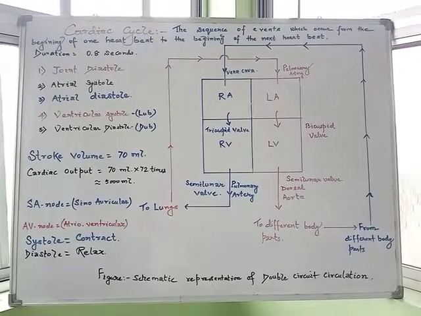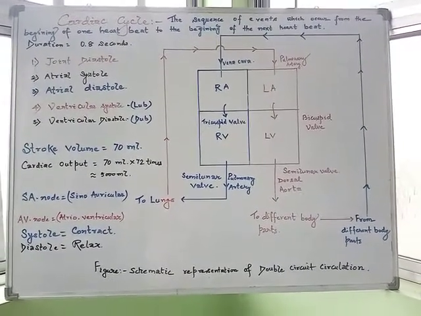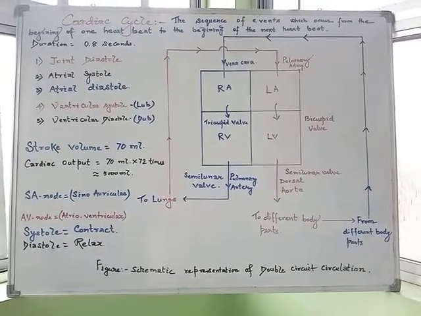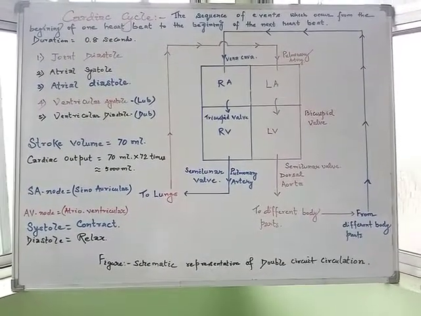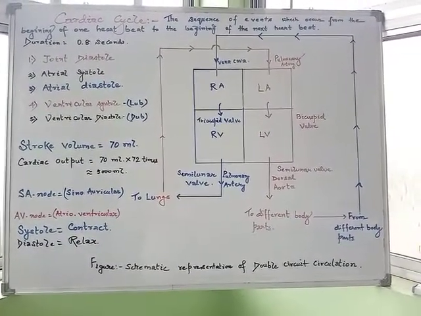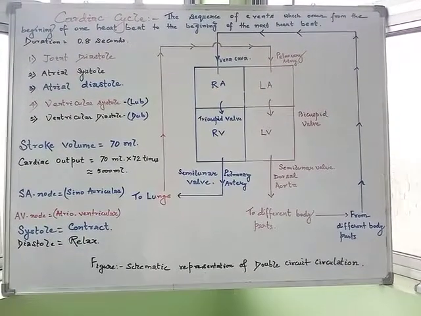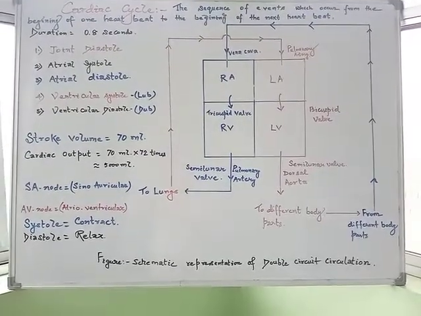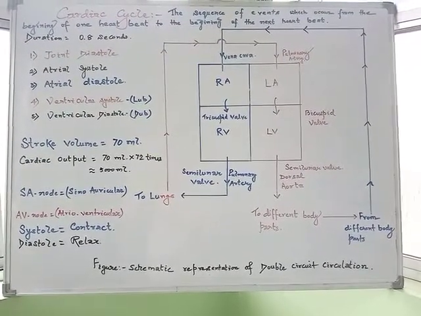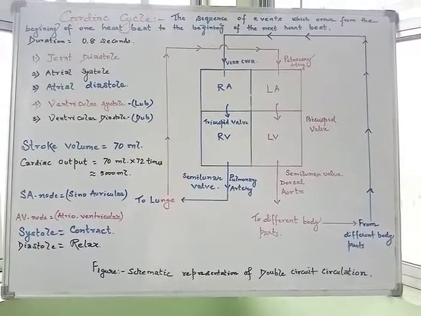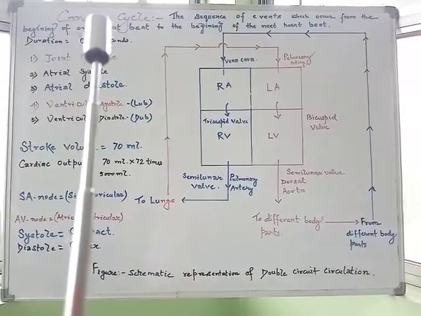Good morning, students. In the previous class, we discussed the structure and anatomy of the human heart. We also discussed the differences between arteries and veins, as well as double circuit circulation. Today, we'll discuss the cardiac cycle.